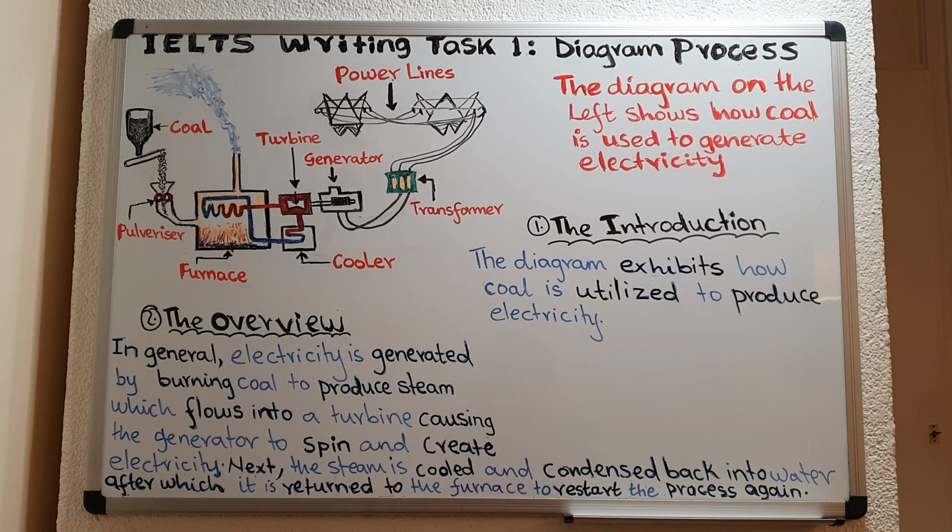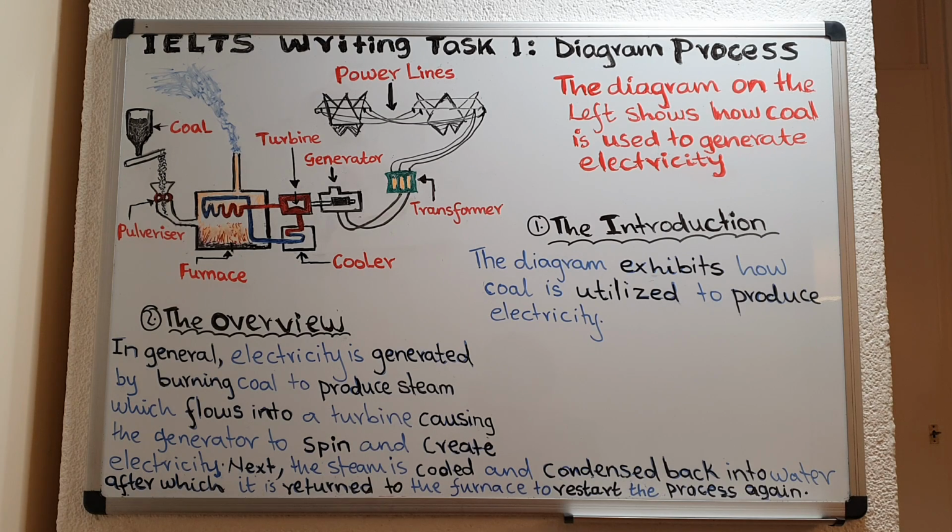Step number 1 for coal, step number 2 for the pulverizer, step number 3 for the furnace, and step number 4 would be for the steam that is coming out of the furnace. And then you can see we have the turbine and the generator. Now, the turbine and the generator I would put as number 4.